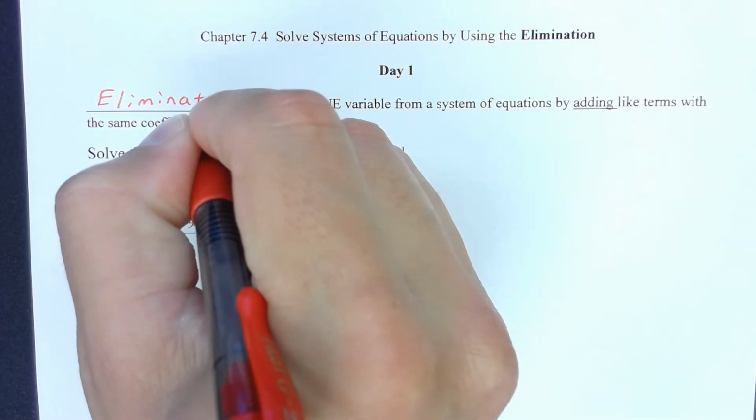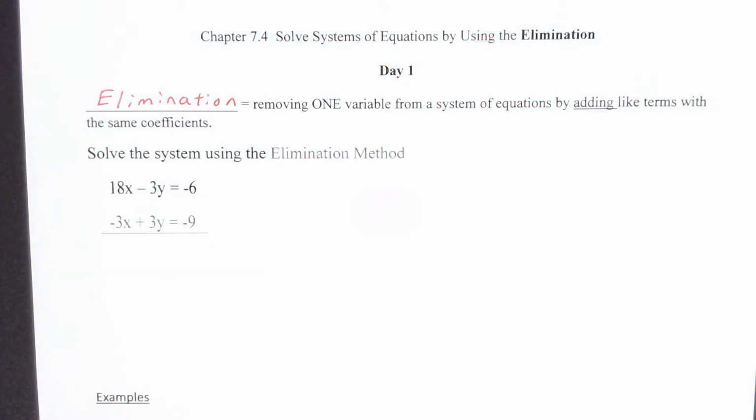Elimination is the removing of one variable from a system of equations by adding like terms with the same coefficient. So it's kind of like a big funny looking addition problem is what it's going to boil down to. So here we go.